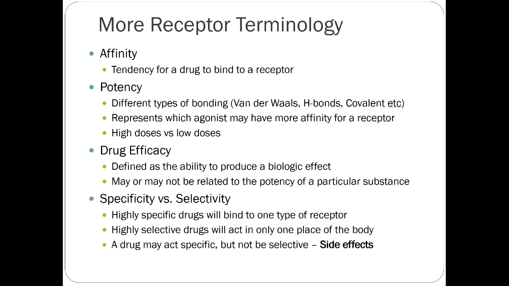And there's specificity versus selectivity. This is a little confusing, but simply put, highly specific drugs will bind to one type of receptor, and highly selective drugs will act in only one place of the body. So you can have a drug that may act specific, meaning it only binds to one type of receptor, but it's not selective because those receptors are located all throughout the body, kind of like what I was talking about on the other side. So again, a lot of this stuff doesn't really matter for us, fortunately, as clinical healthcare practitioners. We don't really care too much about this because, once a drug makes it to market, all this stuff has been worked out, and we know and understand that the doses are standardized at that point, hopefully. So, again, it's just some background information.